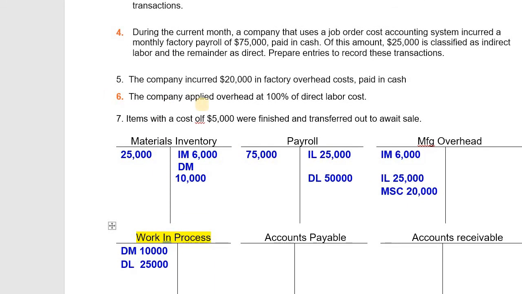Number 6, the company applied overhead at 100% of direct labor costs. So let's apply some overhead. Our direct labor cost was $50,000. They're going to apply it at 100% of direct labor costs. 100% of $50,000 is $50,000. So we're going to apply $50,000 as factory overhead to our work in process account. And make a little more room here. There.